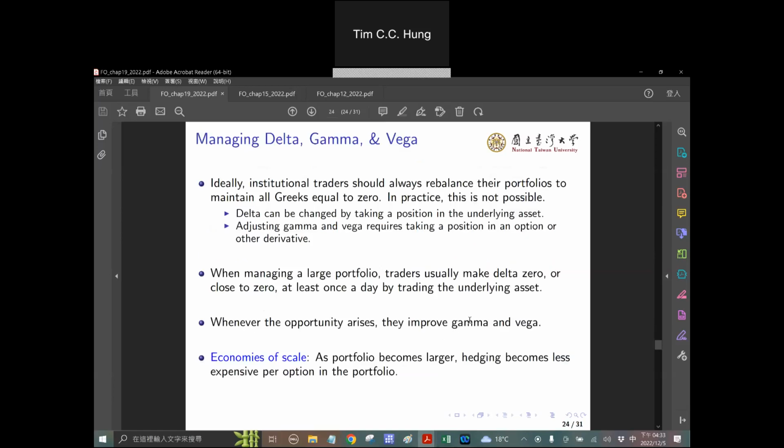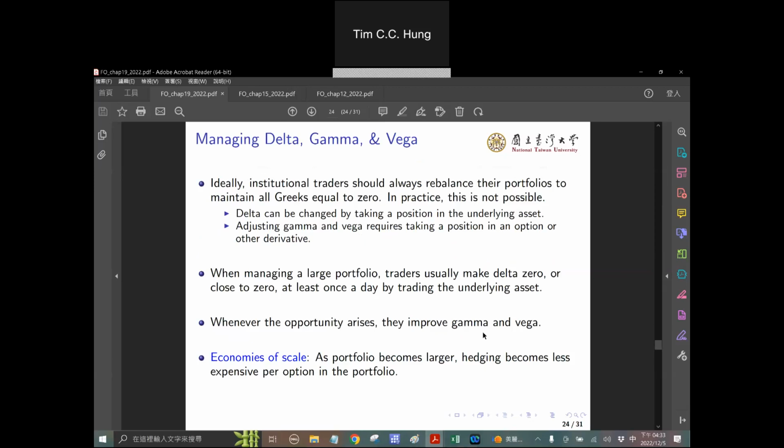Okay. So this is the last important concept in the whole class. So we have been discussing how to manage delta. Right? If you have some kind of short positions in call options, you may want to have some long positions in the underlying assets to remain a delta neutral position. The question is, can we actually try to maintain a delta neutral, gamma neutral, and also vega neutral position? The answer is it's conceptually feasible. It's hypothetically doable, but practically very few people do so.